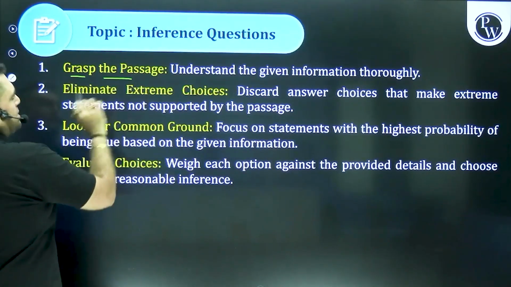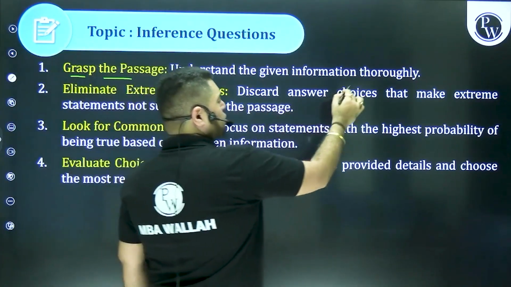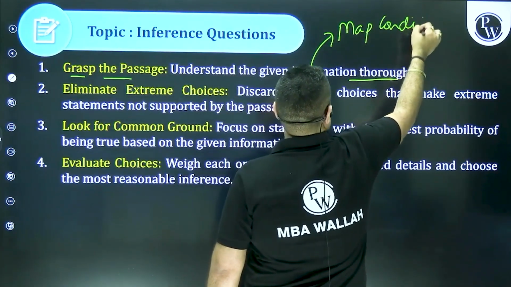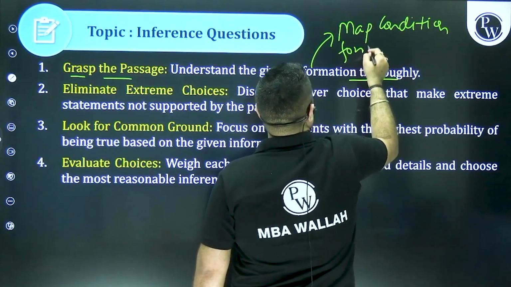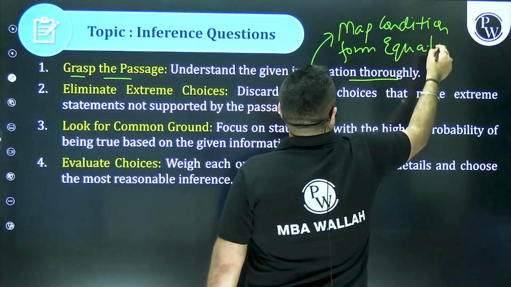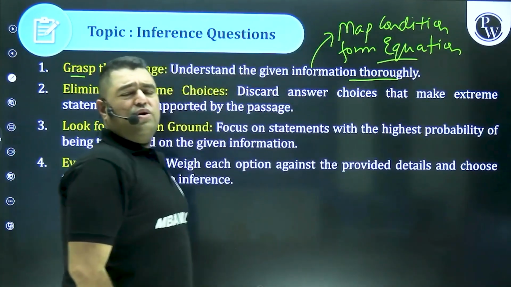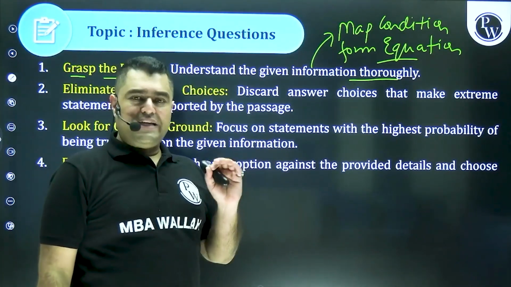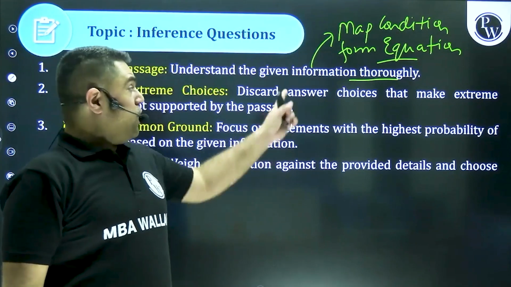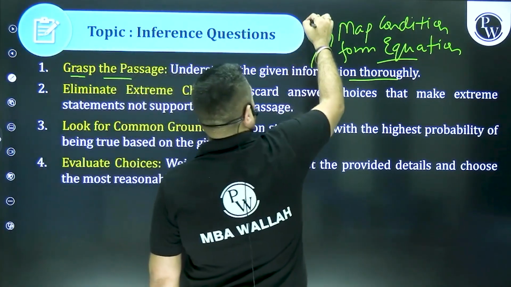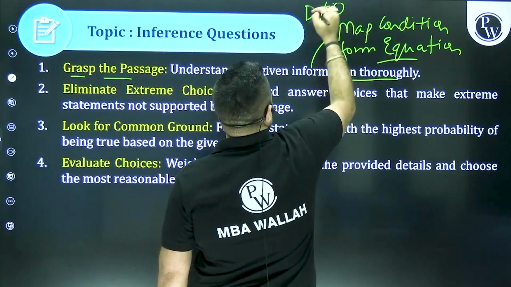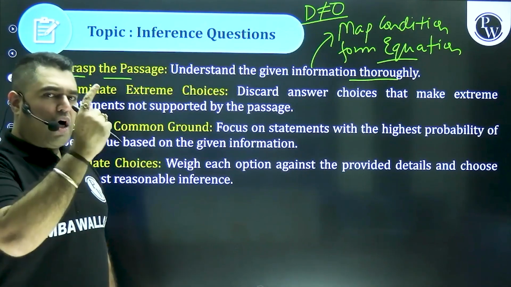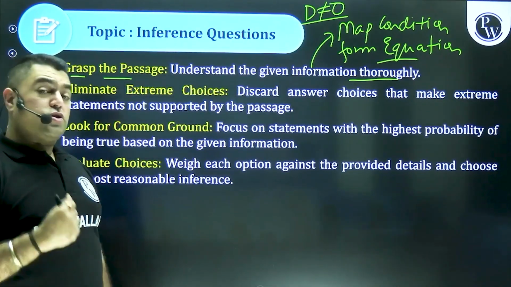First of all, please grasp the passage. Same thing, understand the given information thoroughly. Again, what does this mean? Please map the condition, form or frame an equation, okay? That means make variables for it, okay? If they say that dieting never leads to obesity, how will you make an equation for it? Look, dieting never leads to obesity, done, that's all. You form it, because by writing all these conditions, answers will strike you like this. That's my promise. So you'll save a lot of time.